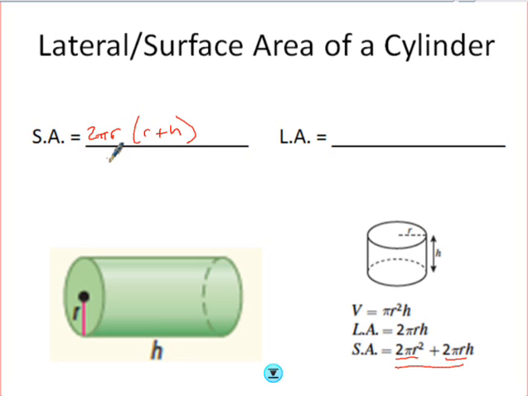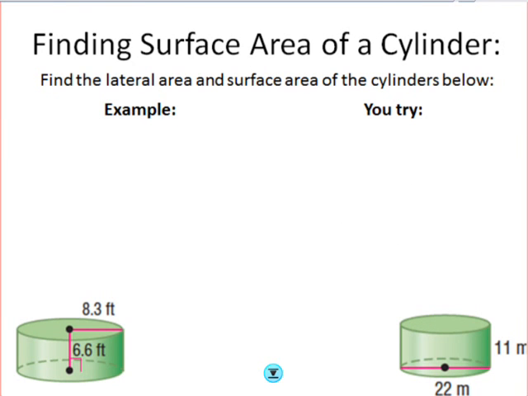So you can see it like that, or you'll see it as 2 pi r squared plus 2 pi r h, either way. And then the lateral area formula is the circumference formula, 2 pi r times h. So height times perimeter, same thing, 2 pi r h. Okay? Let's take a look at some examples.